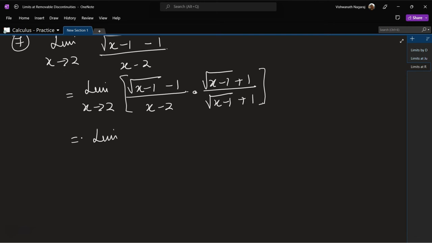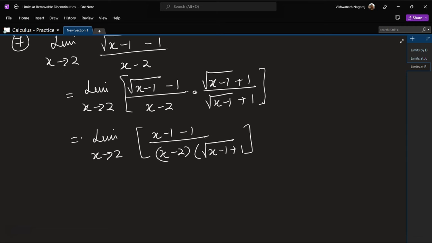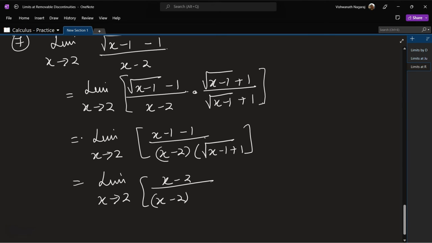Okay, so the limit as x approaches 2 of, now this will become what? x minus 1 minus 1. A minus b times a plus b is equal to a square minus b square, by (x minus 2) times (square root of x minus 1, plus 1). Now this becomes the limit as x approaches 2 of (x minus 2) by (x minus 2) times (square root of x minus 1, plus 1).